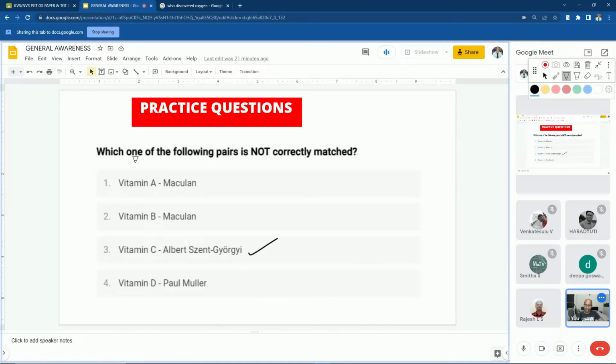Yes, sir. But it's just confusion, how vitamin A is related with McCollum and vitamin B is also related with McCollum. When I checked, vitamin D is wrongly matched with Paul Muller, because Paul Muller invented DDT. What is the full form of DDT? Sir, diphenyl trichloroethane. Right, something very technical. Yes, let us go to the next question.